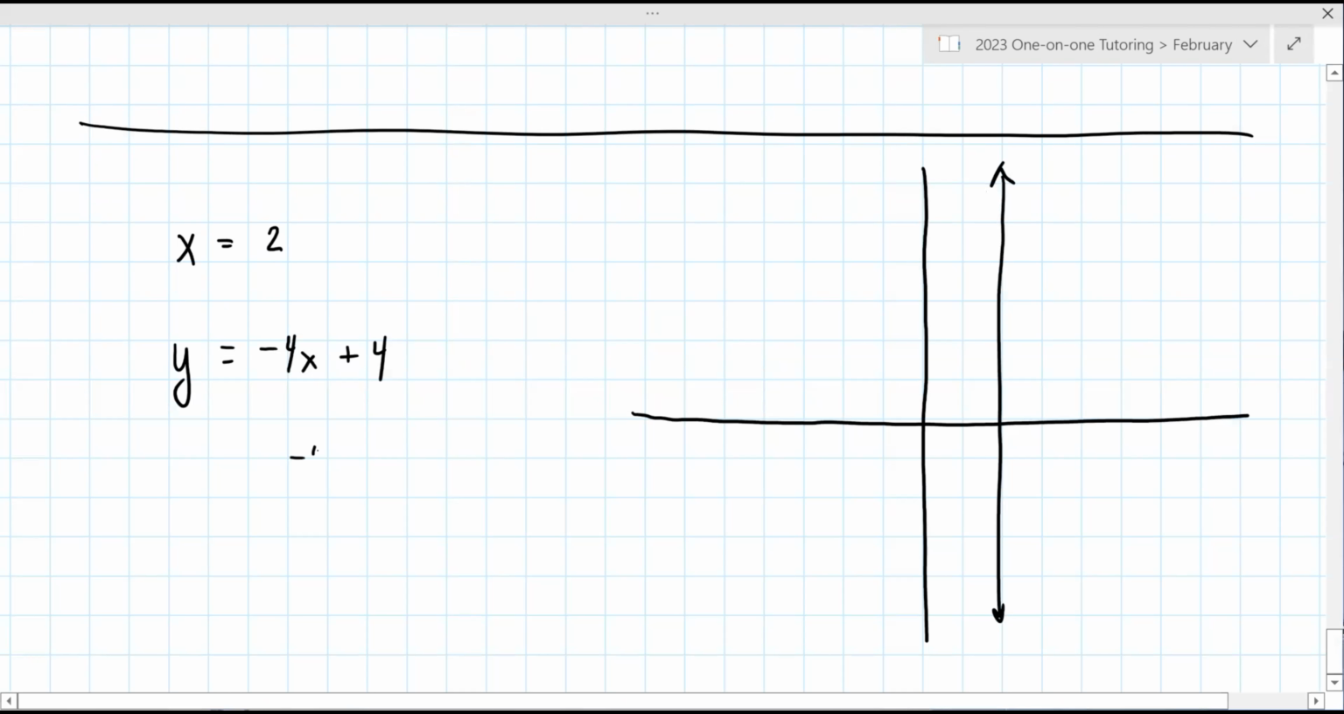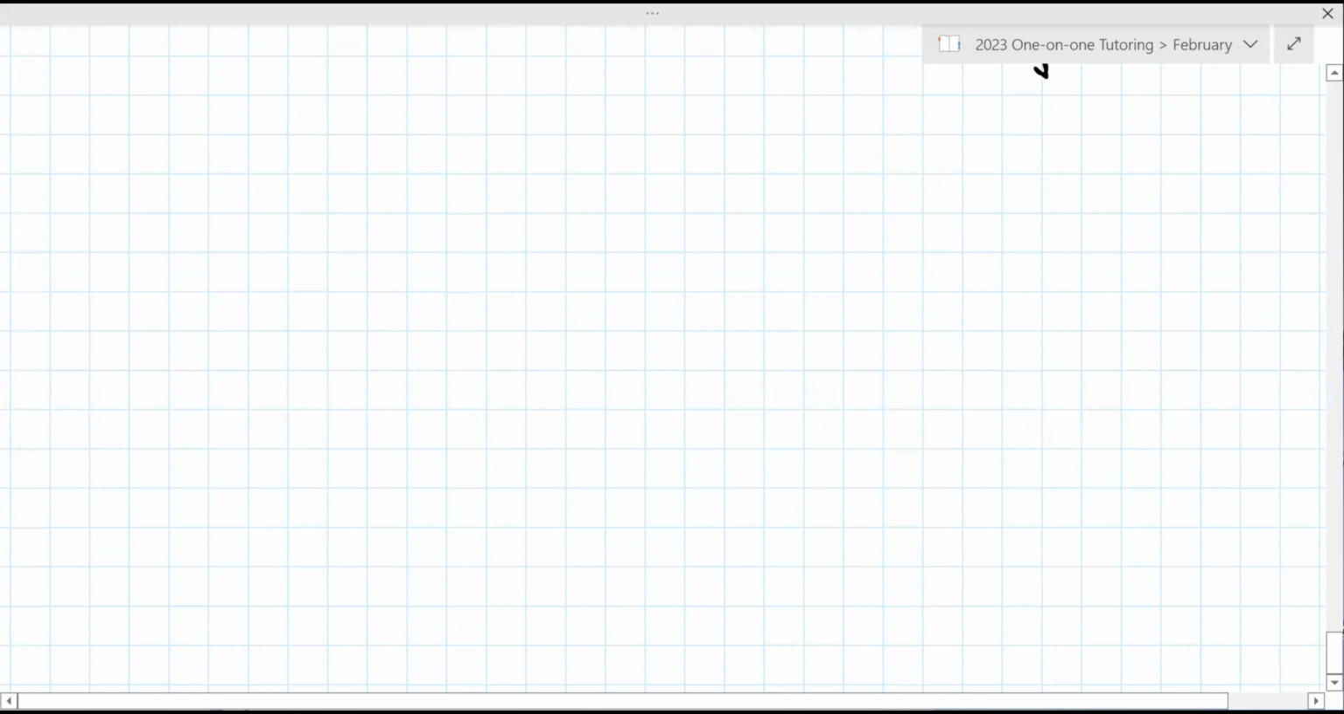-4/1, but first you'd put the +4 down. That's right. So 1, 2, 3, 4. Down 4, right 1, down 4, right 1. They intersect here like this. Okay, good. So that's a vertical line.